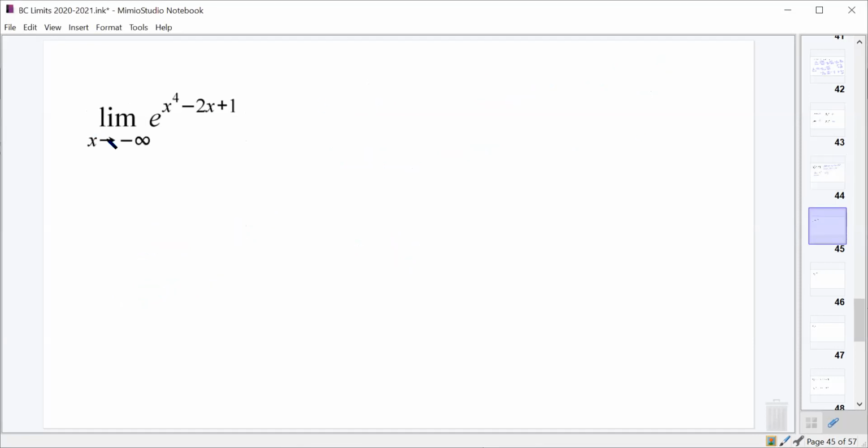Cool. All right, what about the limit as x approaches negative infinity of e to the x to the 4th minus 2x plus 1? We're going to do the same thing. Make a substitution, let u equal x to the 4th minus 2x plus 1. And as x approaches negative infinity, u is going to approach what?